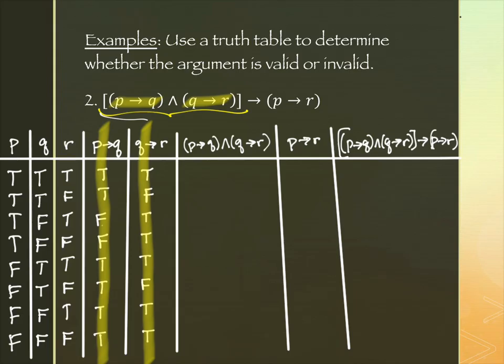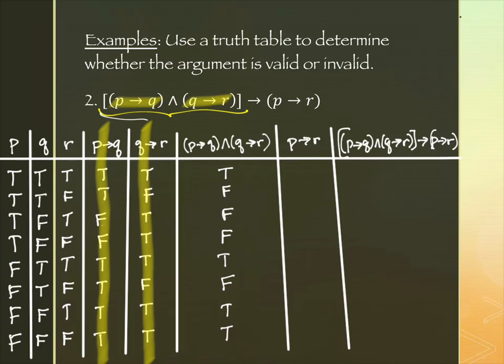The first one is true, true. That's true. The second one is true and false. False. The third one, false and true. False. The fourth one, false and true. False. Fifth one's true and true. True. Sixth one is true and false. False. Seventh and eighth are true, true. Lots of true at the end.